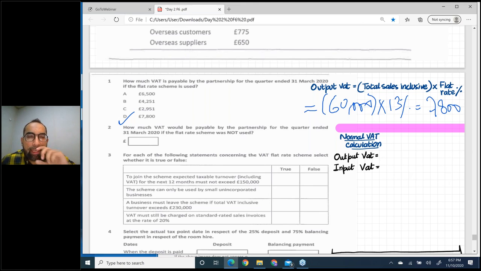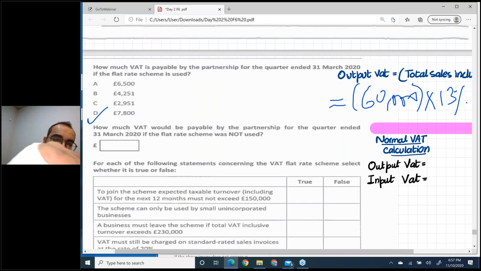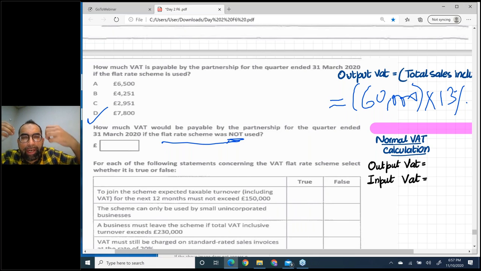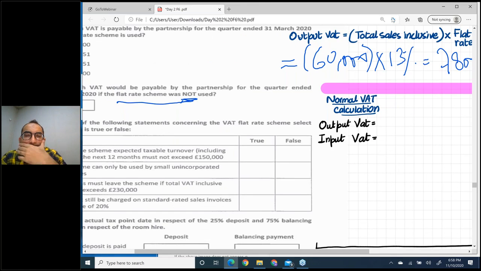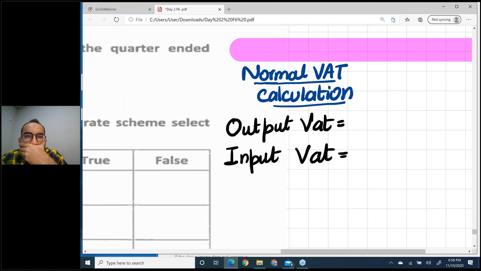Now, second requirement. Please read between the lines. How much VAT would be payable by the partnership for the quarter ended 31st March if the flat rate scheme was not used? That means normal working. Just forget about flat rate scheme. In normal life, you have to collect output VAT from customers when you do standard rated sales. Exempt sales do not qualify for any output VAT. Hope you remember I taught you.